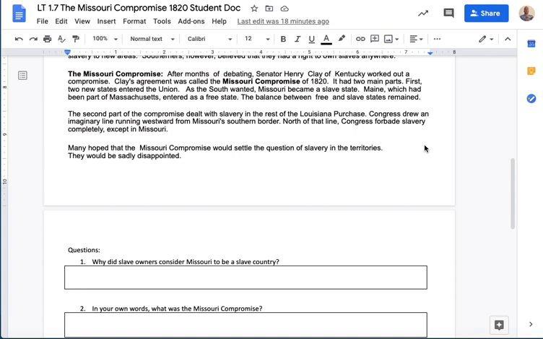The second part of the compromise dealt with slavery in the rest of the Louisiana Purchase. Congress drew an imaginary line running westward from Missouri's southern border. North of that line, Congress forbade slavery completely, except in Missouri. Many hoped that the Missouri Compromise would settle the question of slavery in the territories. They would be sadly disappointed.